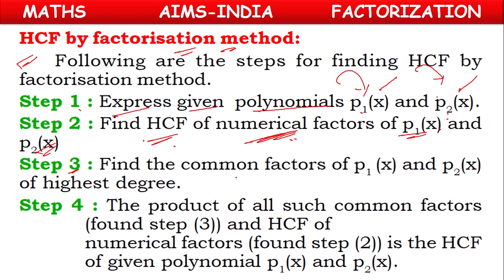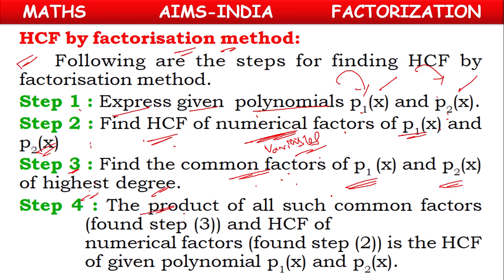Then, step 3, find the common factors. That means common factors of variables of P1(x) and P2(x) of highest degree. First, numerical factors we have to find out. Next, common factors in terms of variables we have to find out. In step 2, we got numerical factors. In step 3, we got common factors.